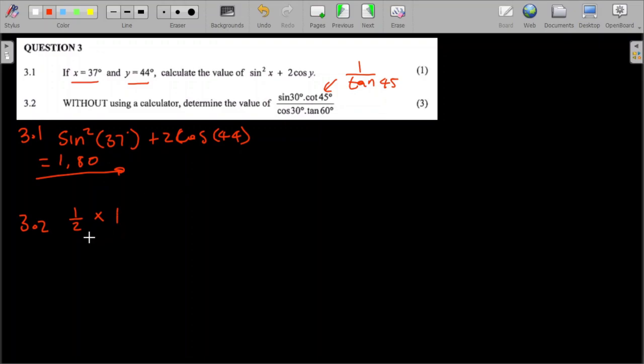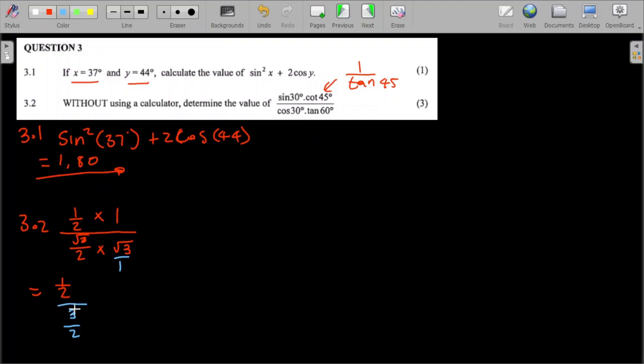Cot 45 is going to give us 1. And then all over cos 30. Now cos 30 is square root of 3 all over 2, and then times tan 60. Tan 60 is square root of 3. Simplifying this, 1 over 2 times 1 just gives us 1 over 2. I hope you can see this thing here is over 1. So it's going to be square root of 3 times square root of 3, which gives us 3, and then 2 times 1, which gives us 2.